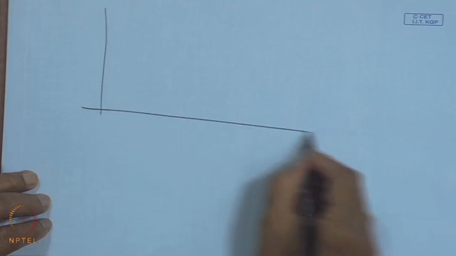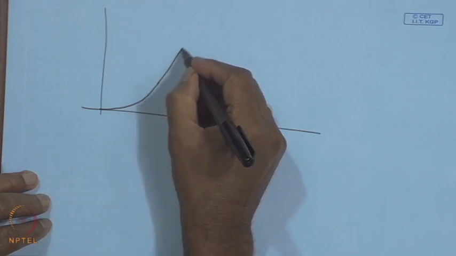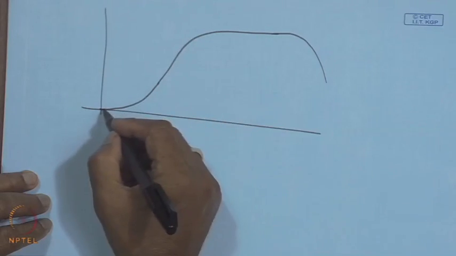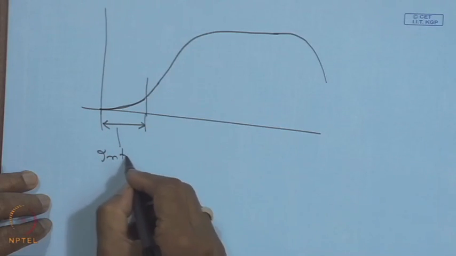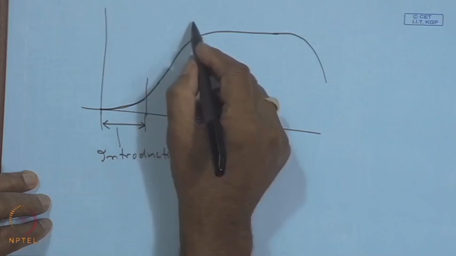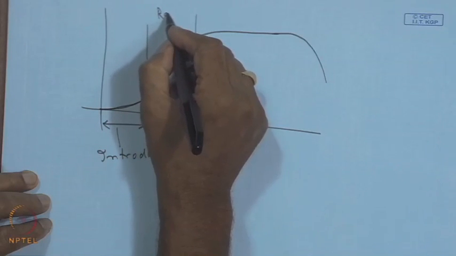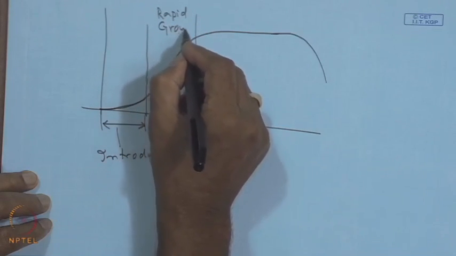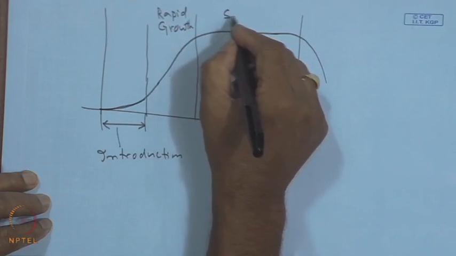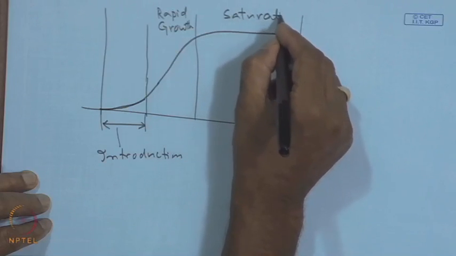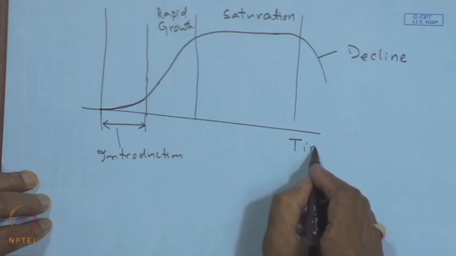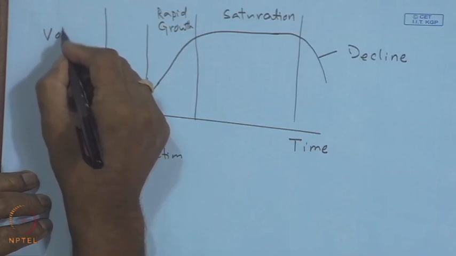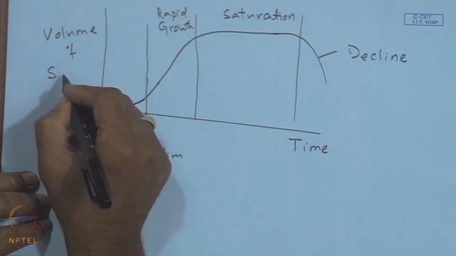So, I would redraw it. I would say that this is introduction, this is rapid growth period or growth stage, this is saturation or maturity phase, and this is the decline phase. This axis is time and this axis is volume of sales.